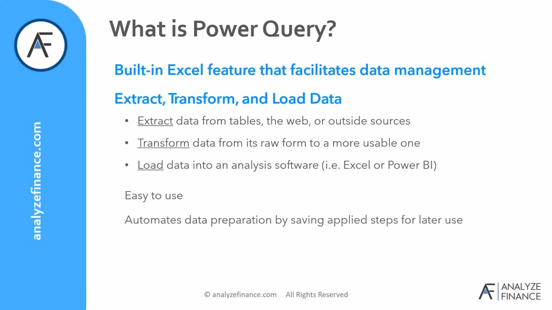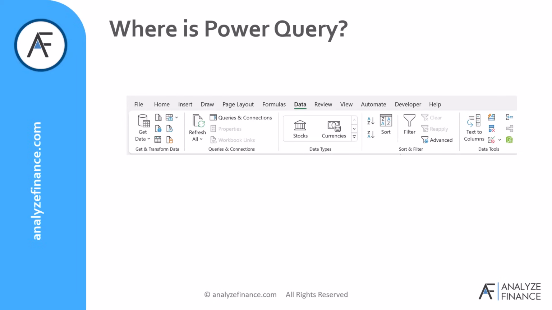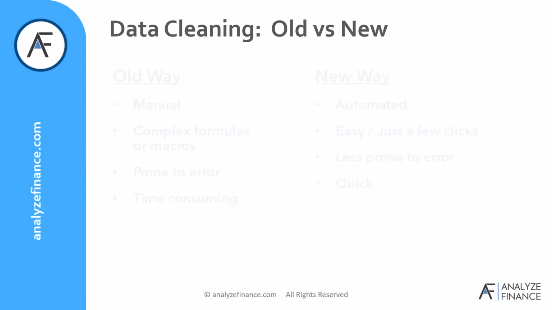This is a key reason why Power Query is so helpful, and why it's so useful in automation. Okay, so where is Power Query? If you're running Excel 2016 or more recent, you're going to find it in the Data tab, off to the left side under the parts that say Get and Transform Data, and Queries and Connections. So that's where the Power Query functions live, and that's where you'll be using it.